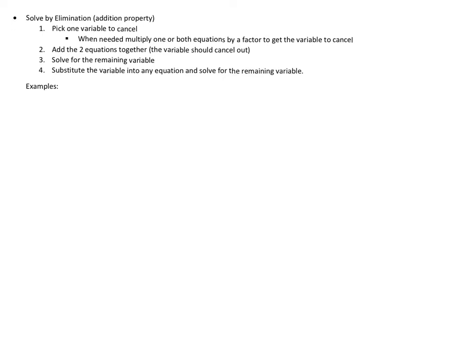So again, I'm going to write down a problem. We're going to solve it and talk about the different steps as we go. I think it's a little bit easier to understand. So let's look at our first example. Let's say we have negative 2x minus y equals negative 9. Then we have 5x minus 2y equals 18. All right, so there's my system.